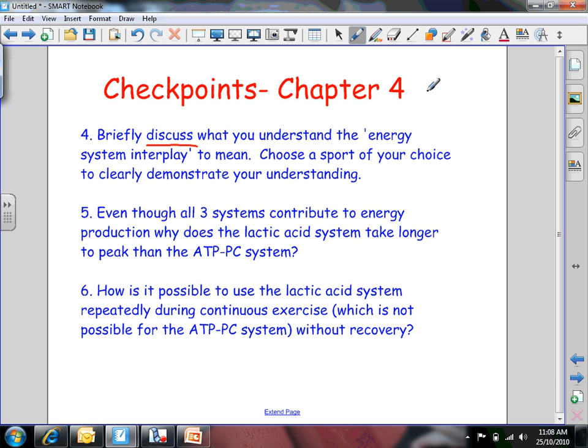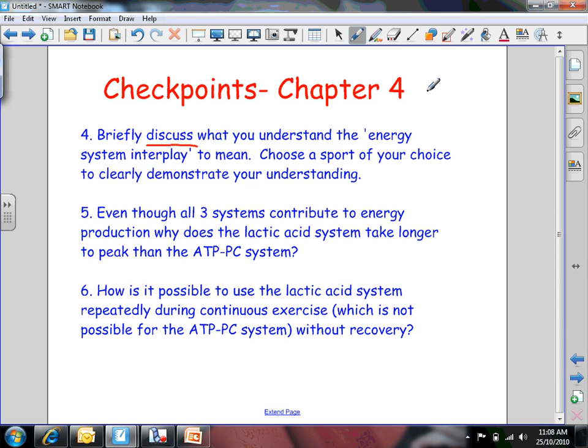That is talking about what we've already covered in previous lessons, looking at the different complexities of the chemical reactions for the different energy systems. The ATPPC system has less complicated chemical reactions than the lactic acid system, and that will give you some idea as to why the lactic acid system takes longer to kick in.